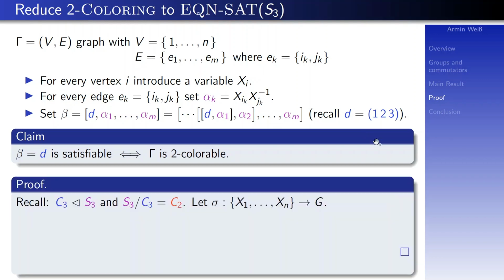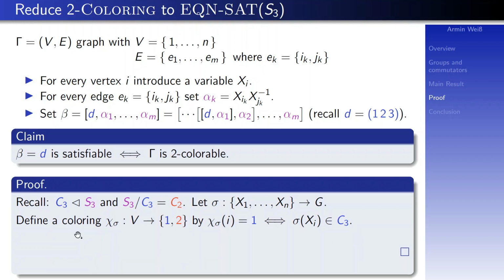And let's prove this. So recall the structure of S3. We have this normal subgroup C3, and the quotient is C2. And now let sigma be an assignment to the variables. Given sigma, we can define a coloring, actually a two-coloring, so a map from V to 1 and 2. And the color should be 1 if and only if sigma of x_i is in C3. So if sigma of x_i is in C3, the vertex is blue, otherwise it's red.